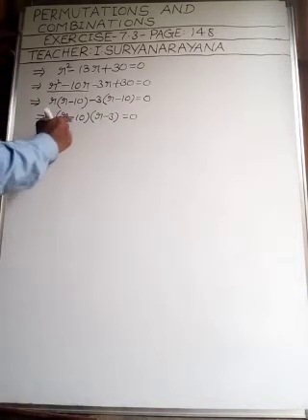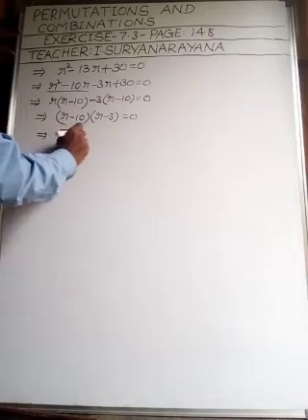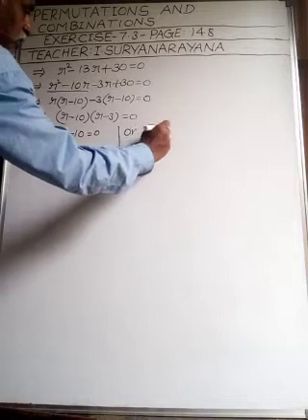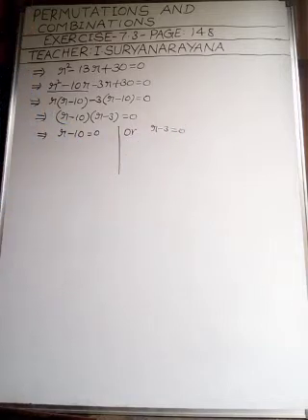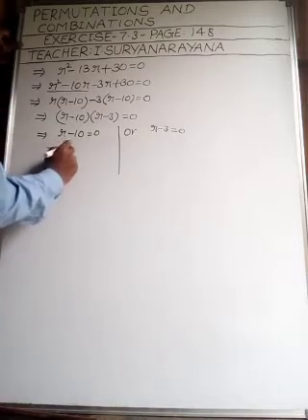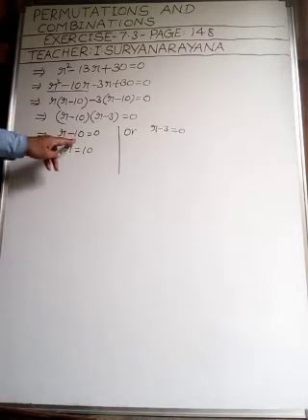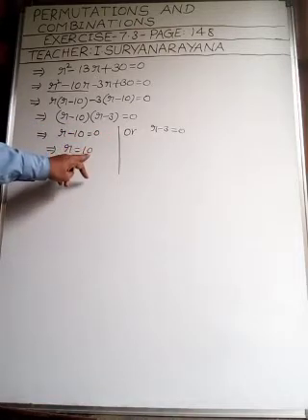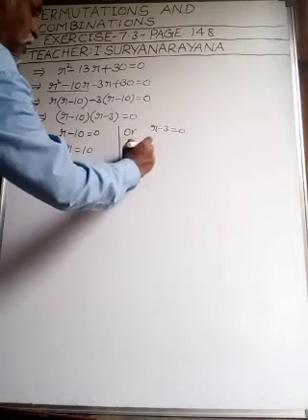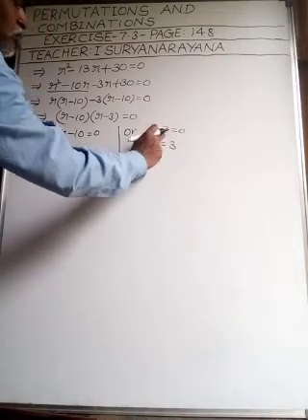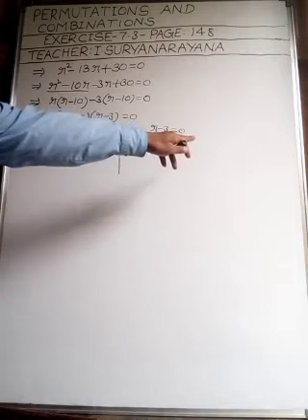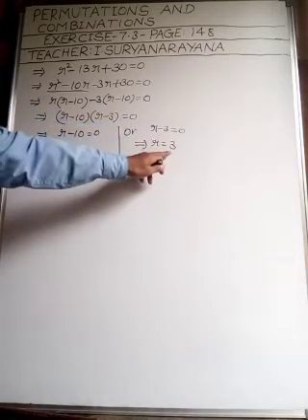Right. This implies r minus 10 is equal to 0 or r minus 3 is equal to 0. It takes any one of these two values. Okay, my dear children? This implies r is equal to 10, if you are transposing minus 10 to RHS, it becomes 0 plus 10, means 10 only. This implies r is equal to 3. If you are moving minus 3 to RHS, it becomes plus 3, so 0 plus 3, 3 only.